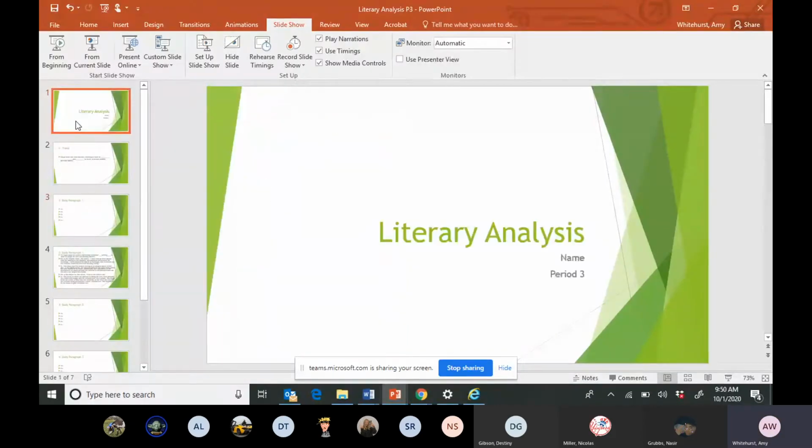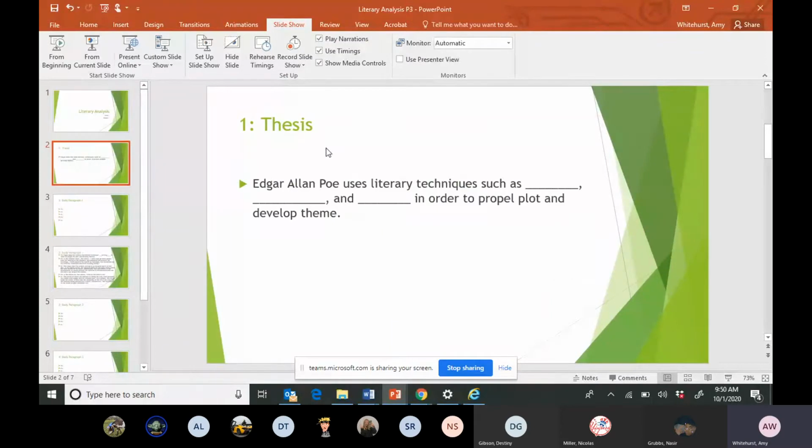All right, so we set up our PowerPoint for our literary analysis, and you put your name and your class period on the front as well. Yesterday, I gave you the thesis template. So remember, you are using this thesis template. Edgar Allan Poe uses literary techniques such as blank, blank, and blank in order to propel the plot and develop theme. We also set up your other slides for later paragraphs.